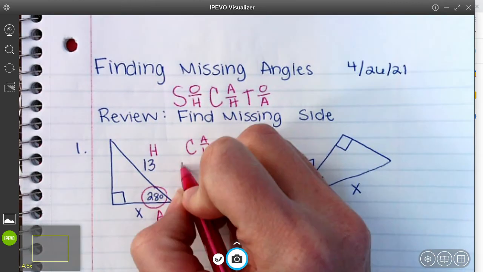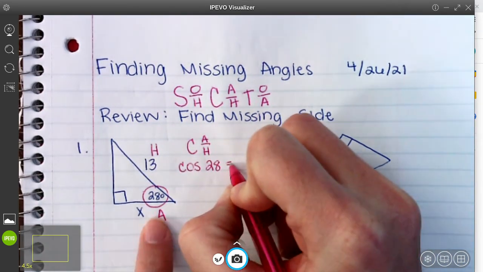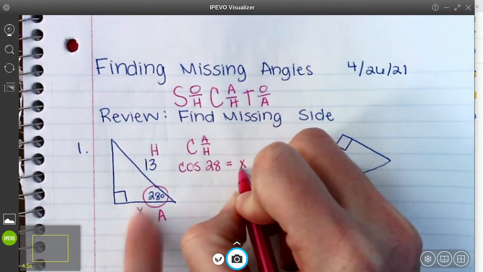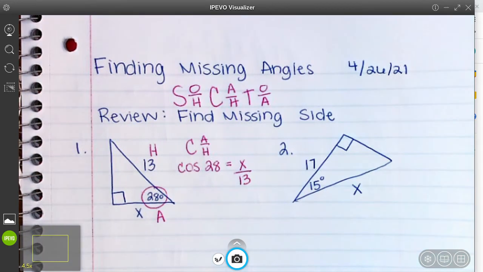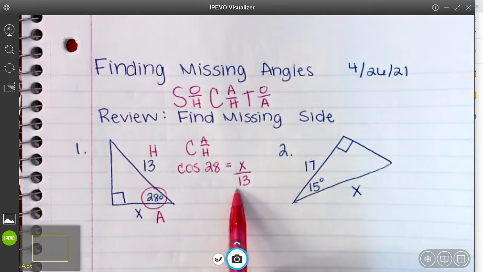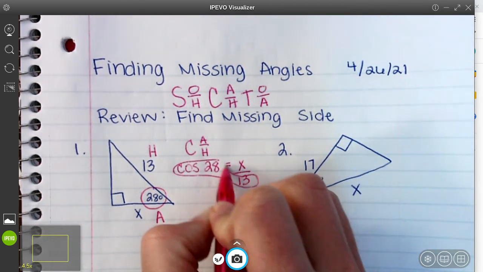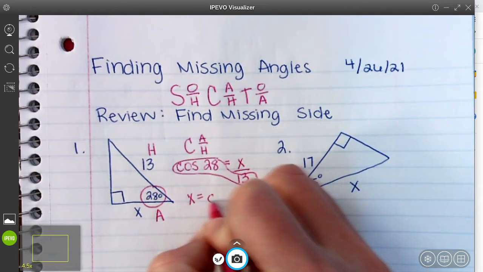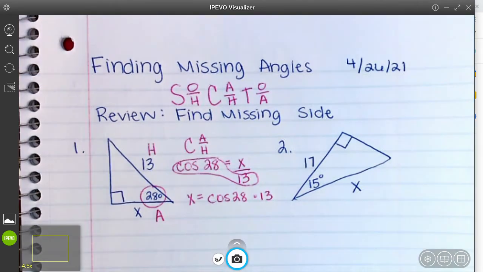So then we can set that up. The cosine of 28 equals our adjacent side, which is X, over our hypotenuse side, which is 13. And to solve for X, this is an equation, so we have a number in the denominator. We've got to multiply it out. So to get X, we're going to do the cosine of 28 times 13. I just wanted to review this before we move on.